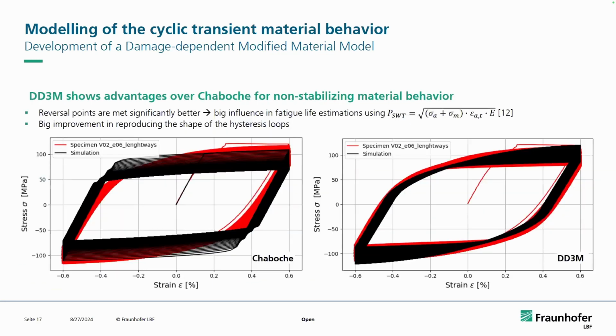So here you can see the comparison of the two. Well, I pretty much already talked about it. The shape as well as the reversal points are met a lot better. And the reversal points are actually very important because if you use PSWT, those reversal points right there are pretty much exactly what goes into that formula here. So on the basis of the DD3M, you can expect a lot better life estimations.